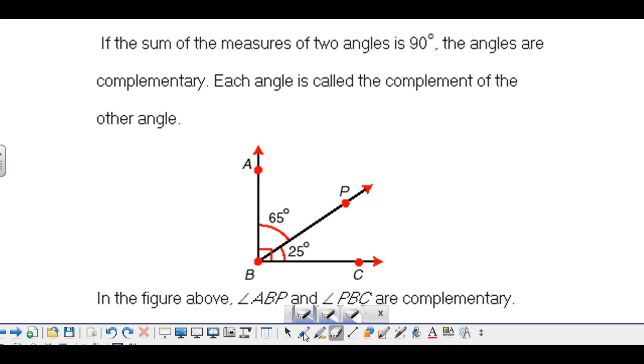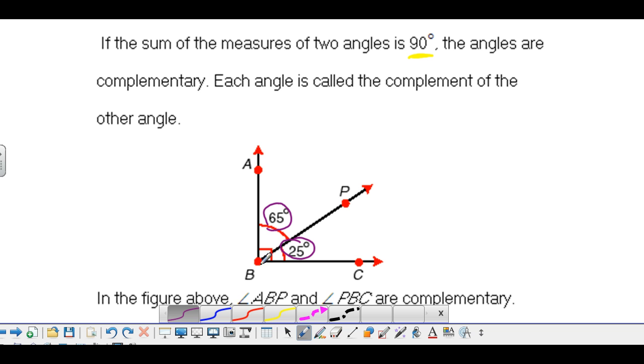So here we can see a pair of complementary angles. Complementary angles are angles whose measures sum to 90 degrees, and here we can see the two angle measures are 65 degrees and 25 degrees, and 65 and 25 do sum to 90, so these angles are complementary.